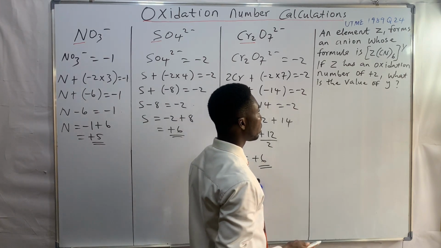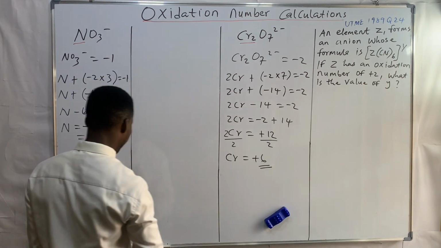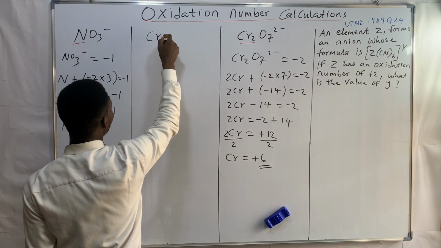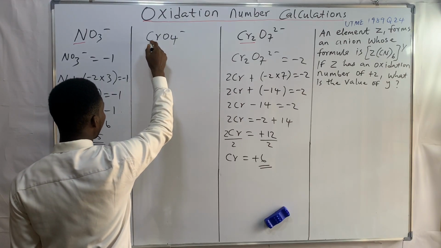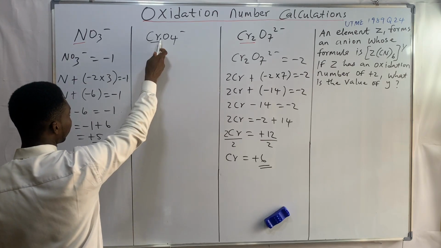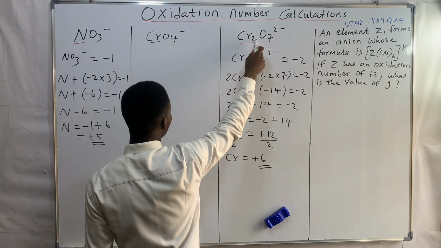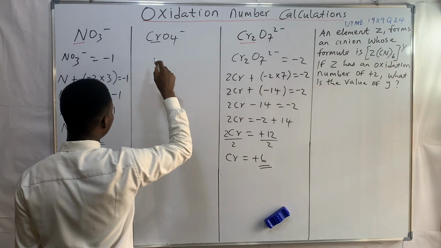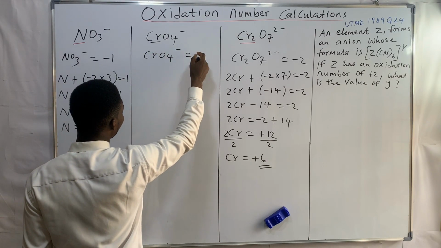Okay, so let's quickly talk about chromate. If you take a look, chromate is like so. This is chromate. So if we are to calculate the oxidation state of chromium here, you can see the difference. There's no 2 here. So this is the dichromate ion, and this is the chromate ion. So this is going to be CrO4 minus equals -1.